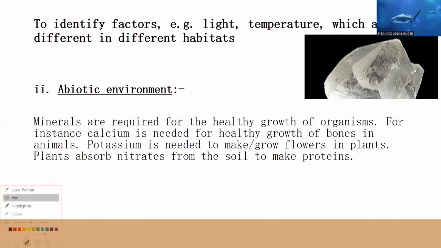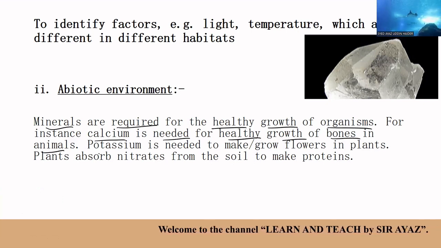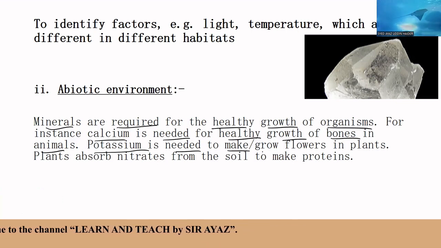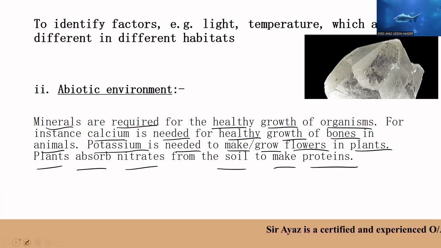Minerals. Minerals are required for the healthy growth of organisms. For instance, calcium is needed for the healthy growth of bones in animals. Potassium is needed to make flowers grow in plants. Plants absorb nitrates from the soil to make proteins.